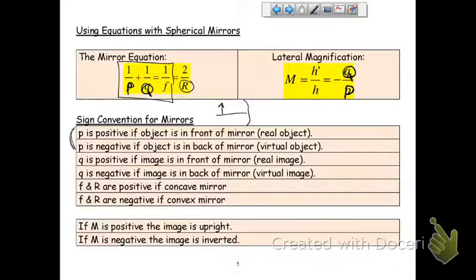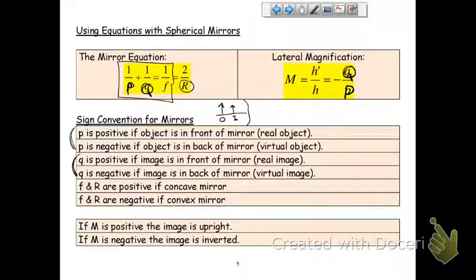Now, let's think about that. You can express this in a whole bunch of ways. If your object is in front, it's positive. If your image is in front, it's positive. You could say Q is positive for a real image, because real images are in front of the mirror. So you can define it either way. A real image will be positive Q. If it's to the left of the mirror, if it's in front of the mirror, it will be a positive Q. Okay. So those two, and otherwise it's negative.